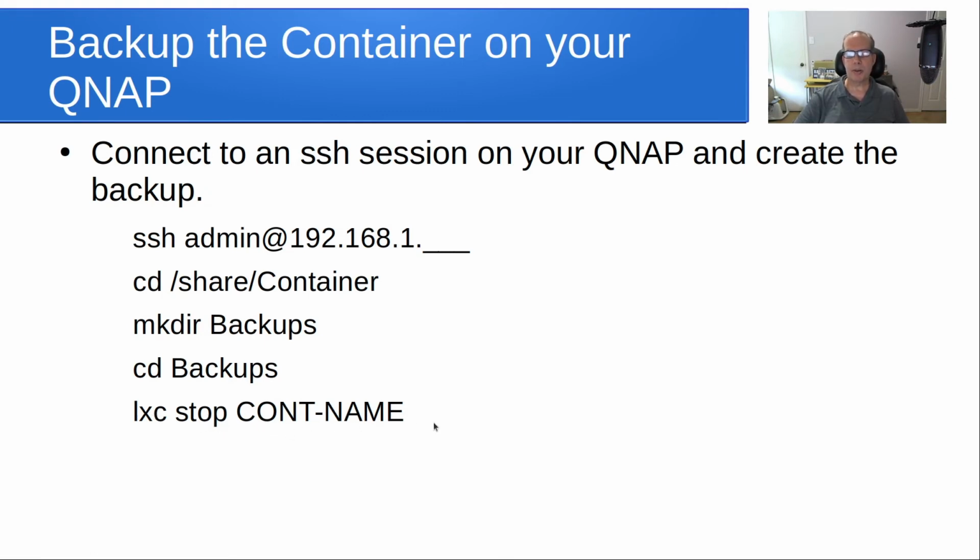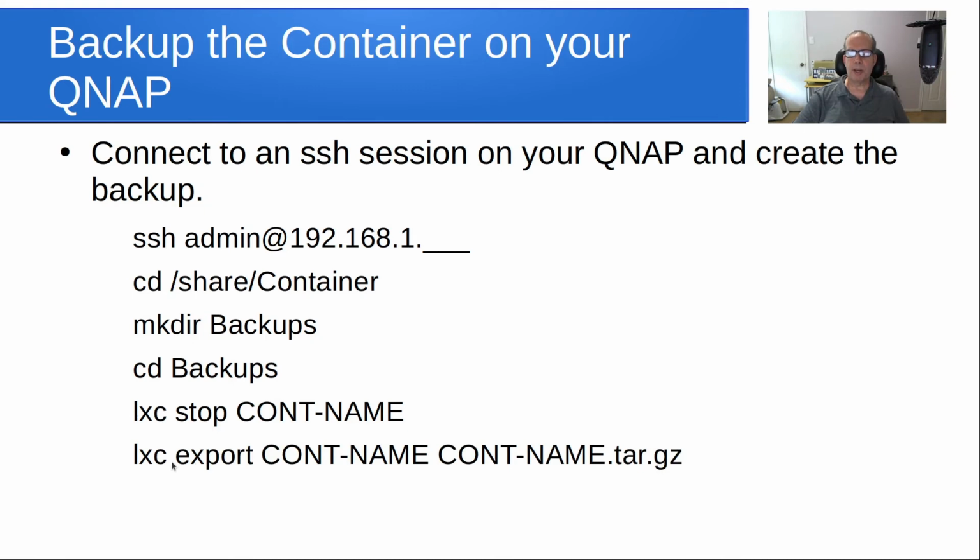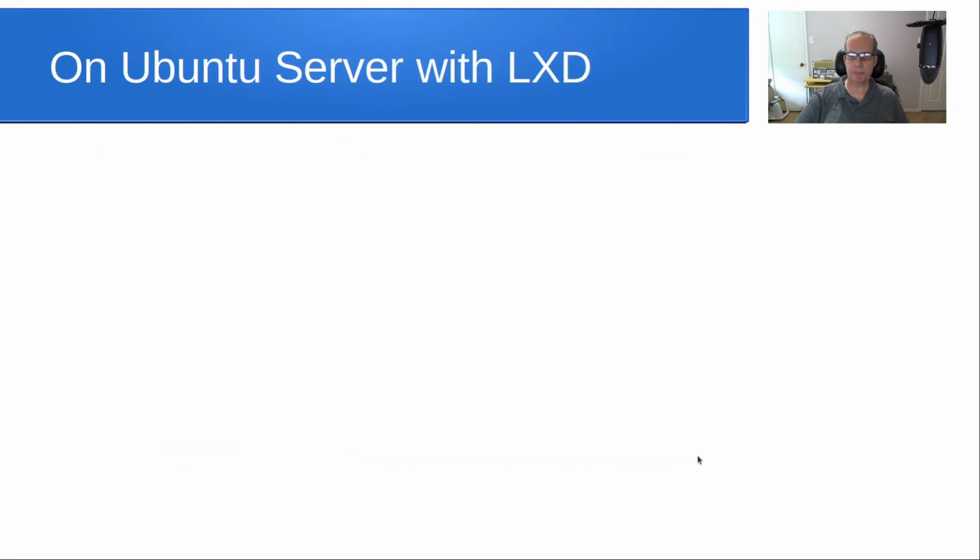Now that the container's stopped, we do an LXC export, whatever the container name is, to containername.tar.gz, and that will create a backup file. Depending on the size of your container, this can come back anywhere between 2 or 3 minutes up to 20, 30, 45 minutes. It depends on how complex your container is and also how fast your NAS is.